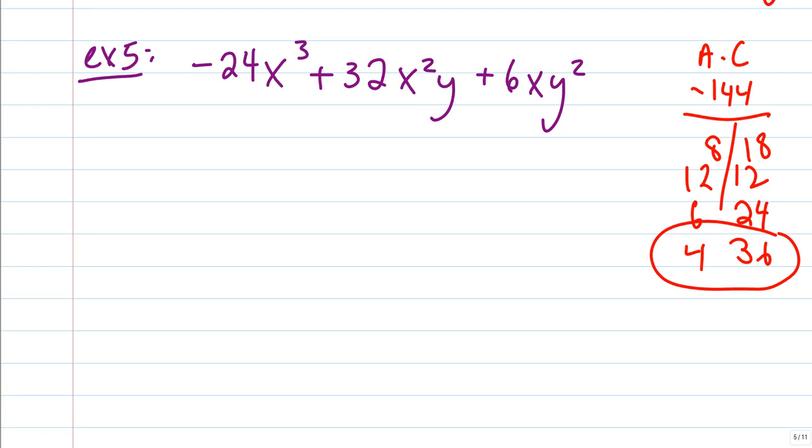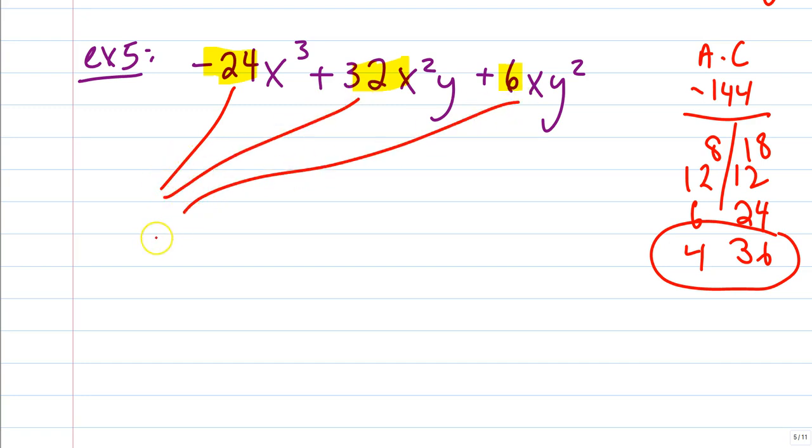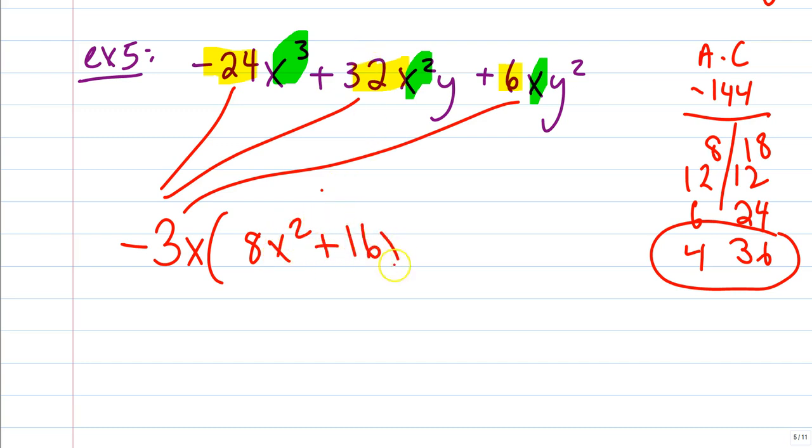Look, look, look. 24, 32, and 6 are all divisible by what? Don't forget to factor out like terms first. 24, 32, and 6 are all divisible by 3. And since the leading coefficient is negative, we should also pull that negative out while we're doing it. Also, they all have what letter in common? They all have a y. So let's yank that sucker out too while we're at it. What does that do here? That makes that positive 8x squared plus 16xy.